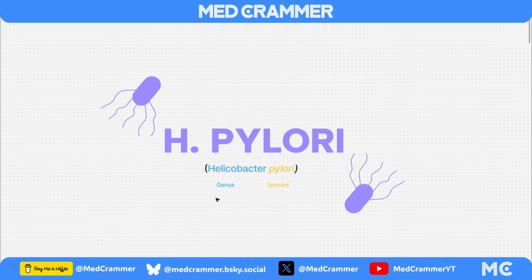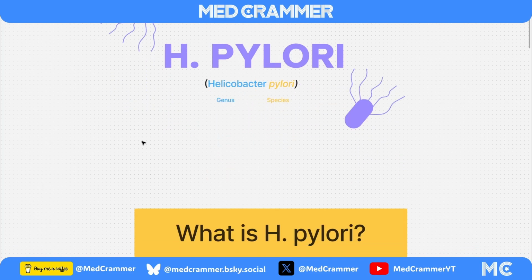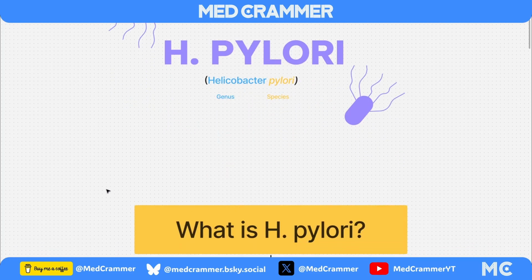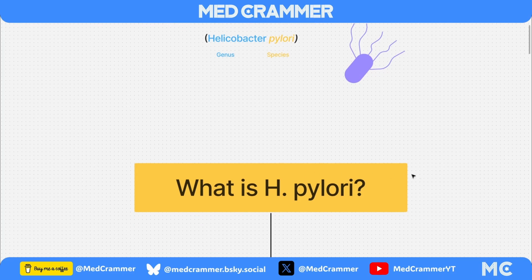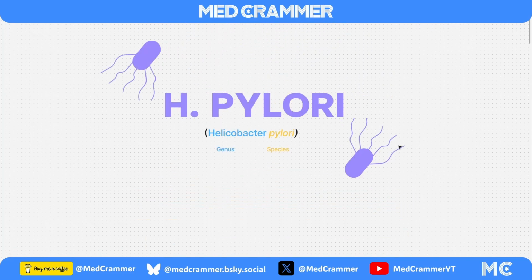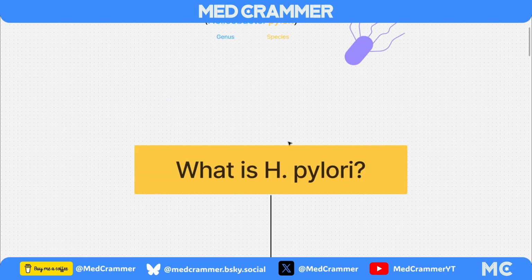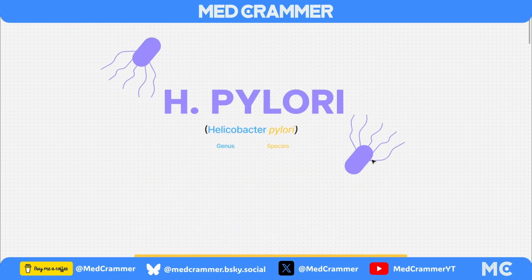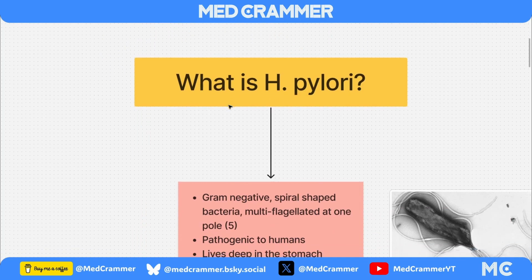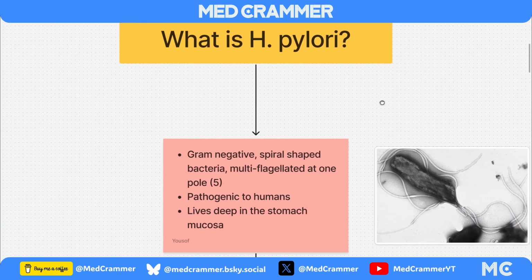And let's start. So first, we want to talk about what is H. pylori. As we said, it is a type of bacteria. Now, as you can see here from this little vector diagram I drew of it, you can see that it has these flagella, and they are on one side only.